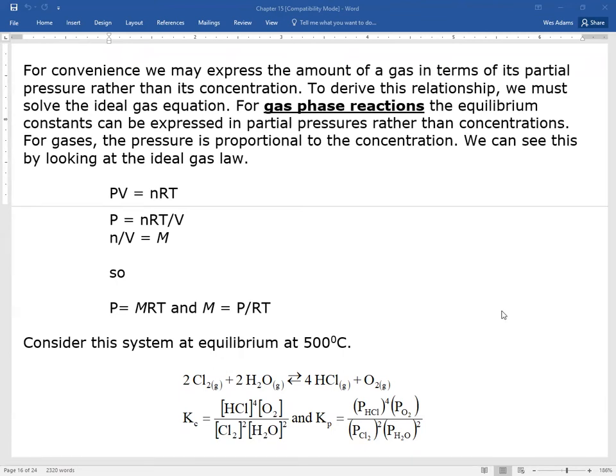So if I've got 2 chlorine gas plus 2 water gas going to form 4 HCl gas plus O2 gas, we can see the Kc and the Kp have very similar forms. HCl to the 4th times O2 divided by Cl2 squared and H2O squared, except for Kp it's pressures, and they need to be in atm, or molar concentrations in the case of Kc like we've been working with. The functional form is very similar.